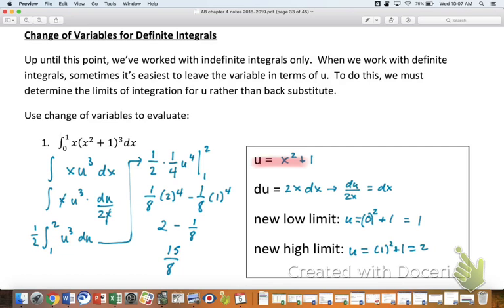Okay. And that's kind of what we're talking about. Yeah, you could plug back in the x squared plus 1. And then if you do that, your limits have to be 0 and 1 now, right? Yeah. So everything has to be all x's or all u's. You don't want to mix. If you have a mix, it's going to be an issue.